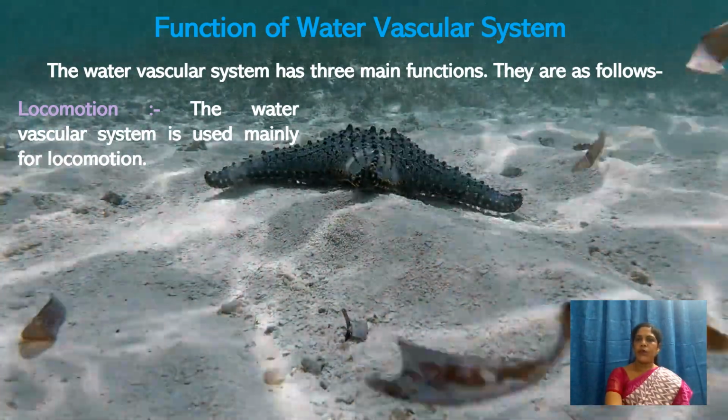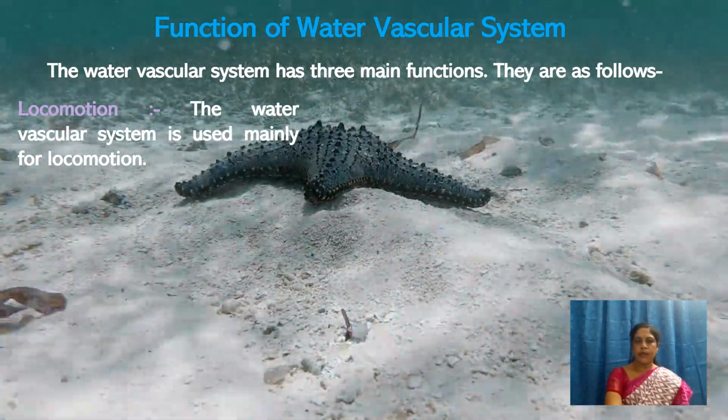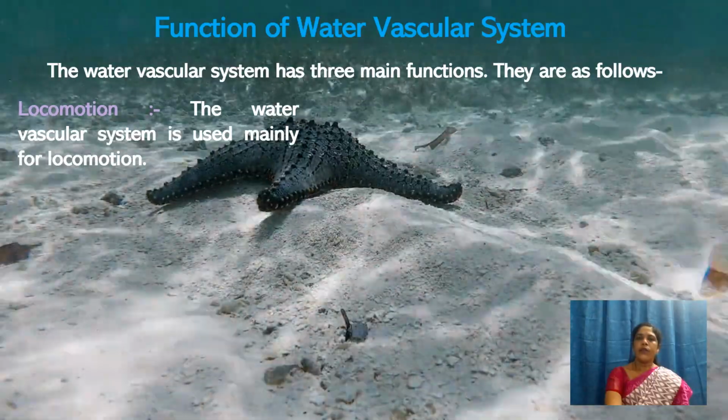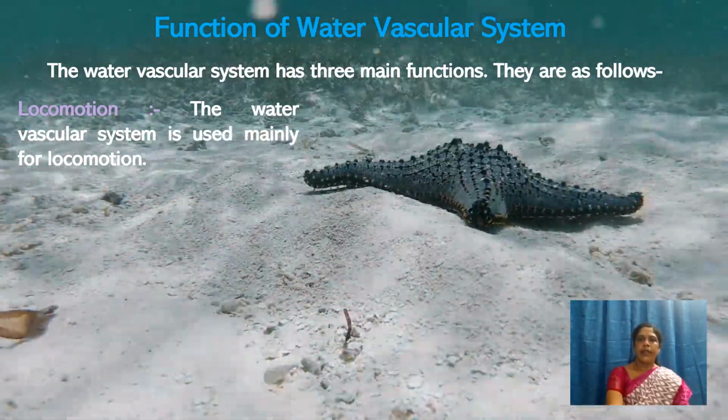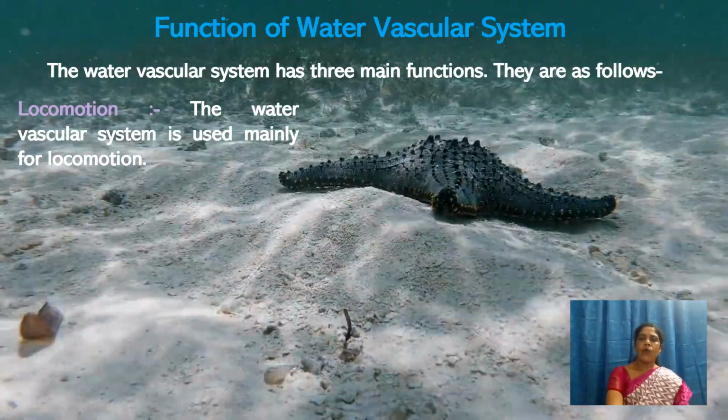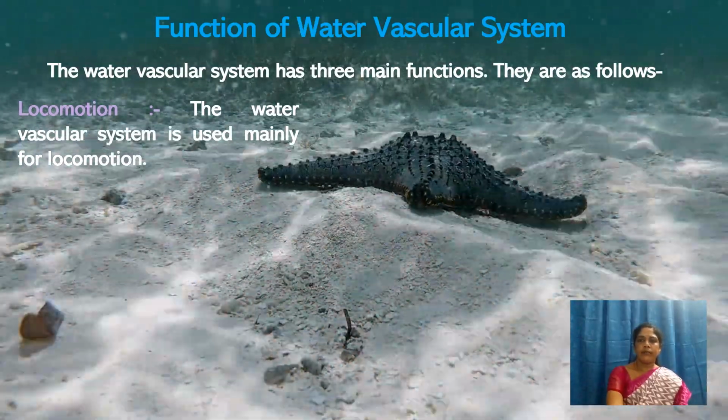The water from the tube feet is pushed into the ampulla. Hence, the tube feet shorten. The suckers are released. Then the ampulla contracts and the whole process is repeated.